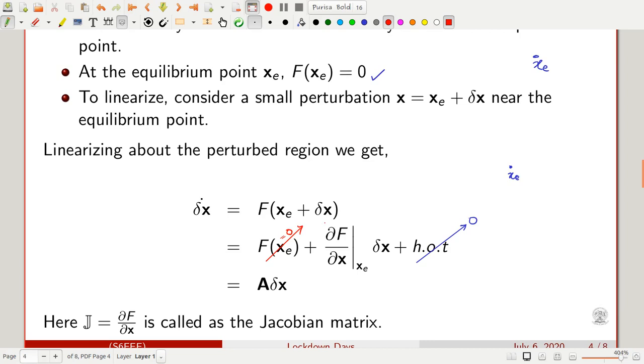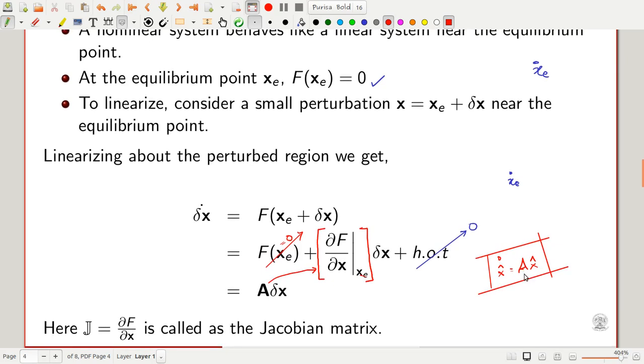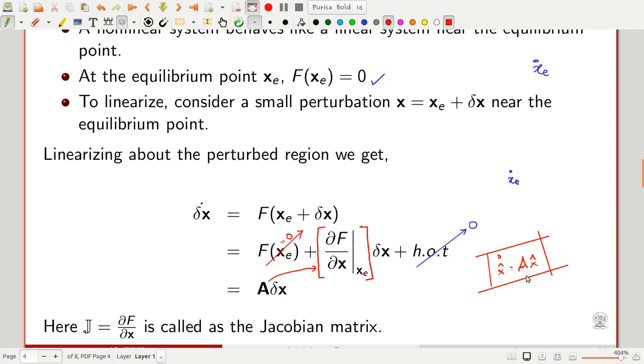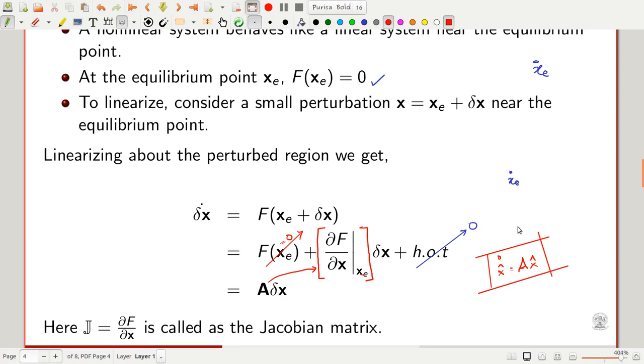Now at the equilibrium point, we take dou f by dou x evaluated at the equilibrium point as the A matrix, multiplied by delta x. Thus we have a linearized equation of the form x hat dot equal to A times x hat. Once we have this, our problem becomes very simple. We only need to analyze the stability of the system by looking at the eigenvalues of the A matrix for a particular equilibrium point. We can do this at as many equilibrium points as possible, and then speak about the stability in the neighborhood of each equilibrium point.